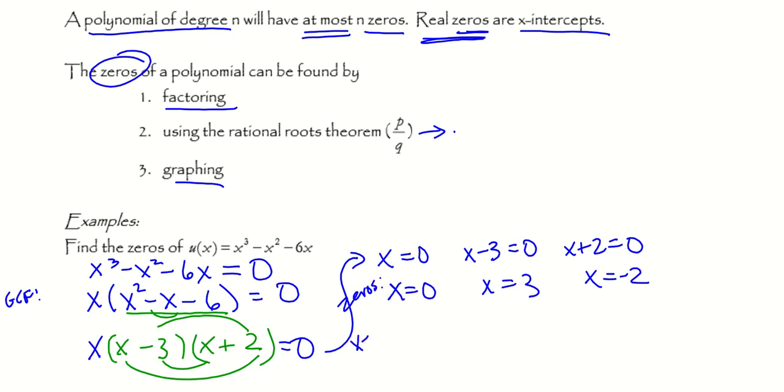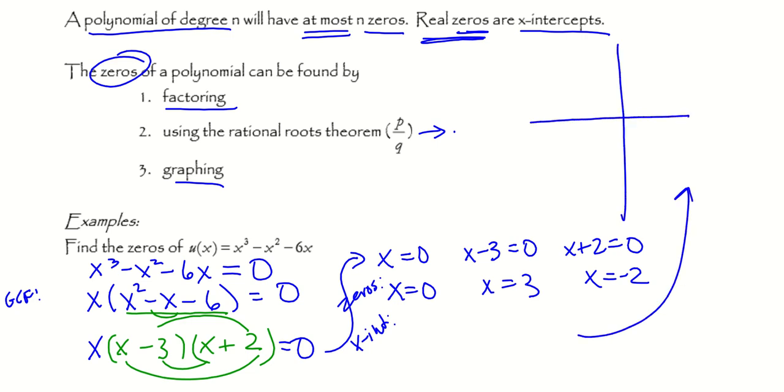They are also x-intercepts. So if I think about the graph of this polynomial, I know something about this graph. Right? So I know that my graph will have an x-intercept at 0, it will have an x-intercept at negative 2, and it will have an x-intercept at 3. So I know my graph will pass through those 3 points. And we will add to this later. Okay.